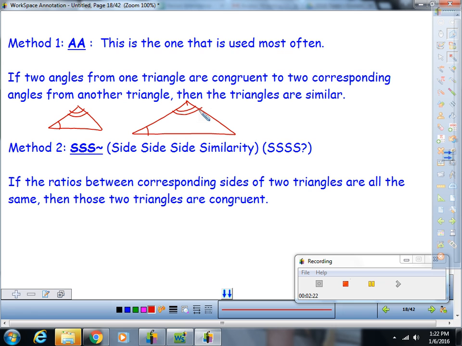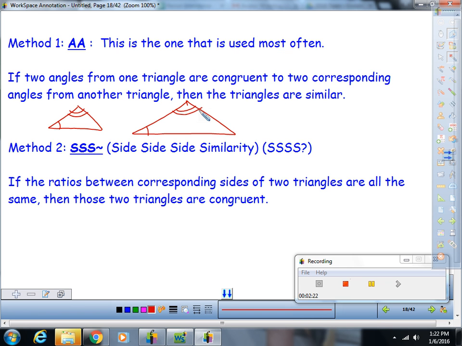Why is it only 2? Couldn't the third angles be different and therefore it wouldn't be a similar triangle? What do you think, class? No. What theorem tells us that the third angles cannot be different? The no choice theorem. Okay, so that's why it's AA and not AAA. Method 2 is called SSS similarity.